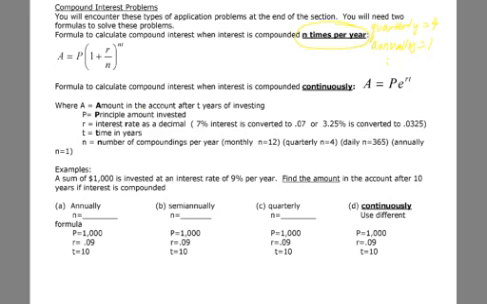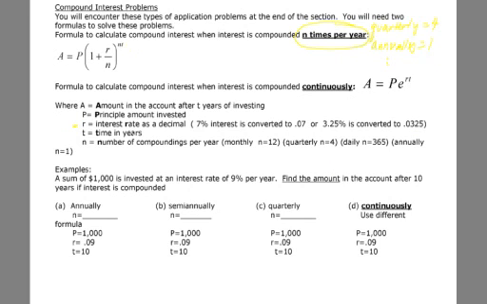A is the amount in the account after it's been left for T years. P is the principal amount that's been invested. R is the interest rate that must be given as a decimal. So if it's a 7% interest rate, you have to convert it to 0.07. Or 3.25% interest is converted to 0.0325. Got to convert that interest rate.